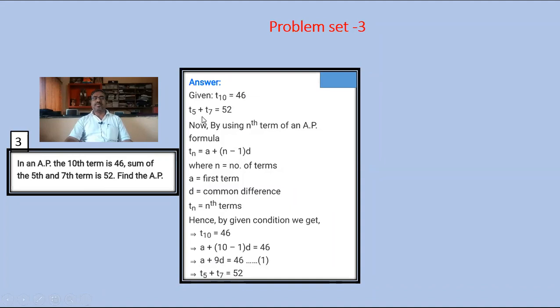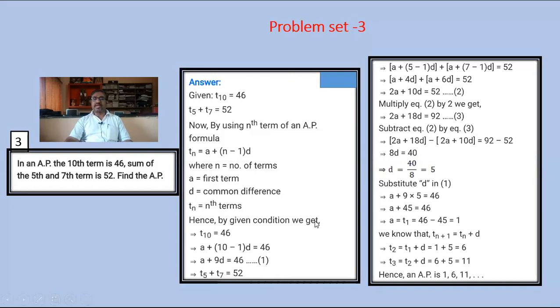And the sum of the 5th term and 7th term is given as 52. Again, t5 plus t7 is equal to 52. By using the nth term, t5 is a plus 5 minus 1 multiply d, plus t7, a plus 7 minus 1 multiply d, is equal to 52. That is a plus 4d plus a plus 6d is equal to 52. a plus a is 2a, plus 4d plus 6d is 10d, equal to 52. We get equation number 2.